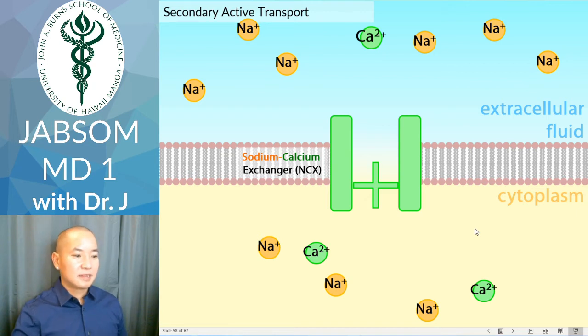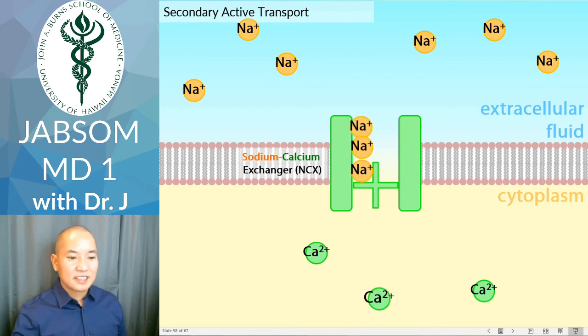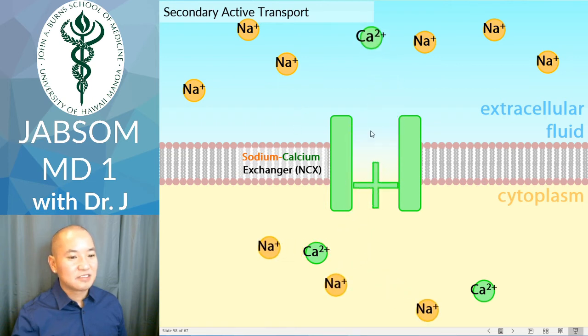Now, in that previous example, let's play it again. Did we see ATP involved at any point? And 3 sodium, and just due to more sodium being on the outside, that energy is driving calcium outside. We did not see ATP. This is why this is secondary active transport.